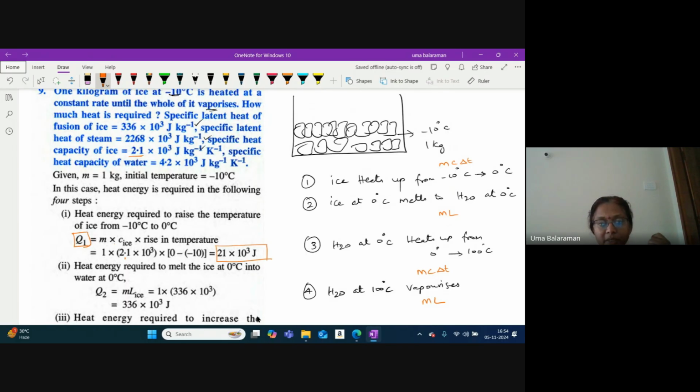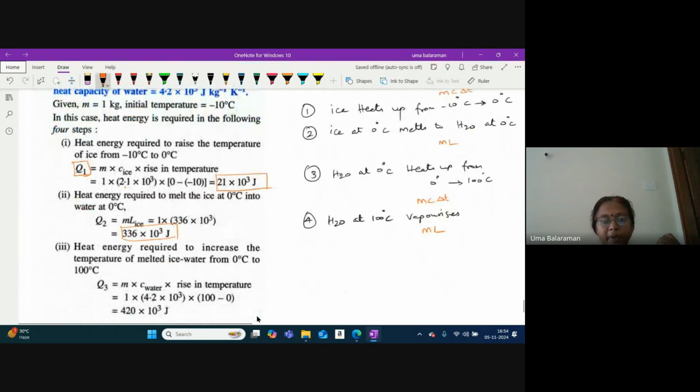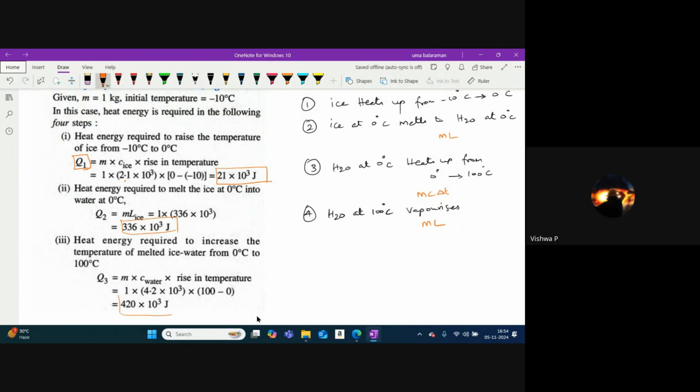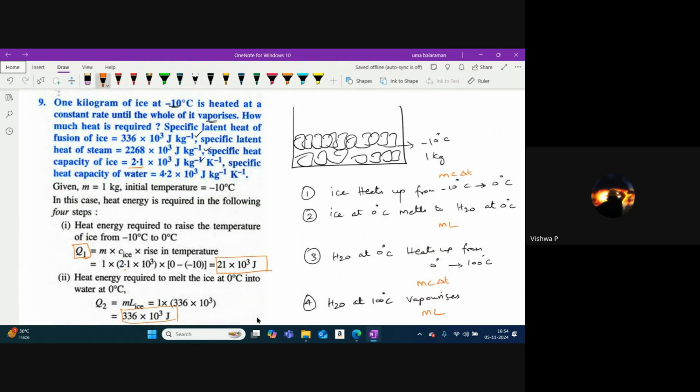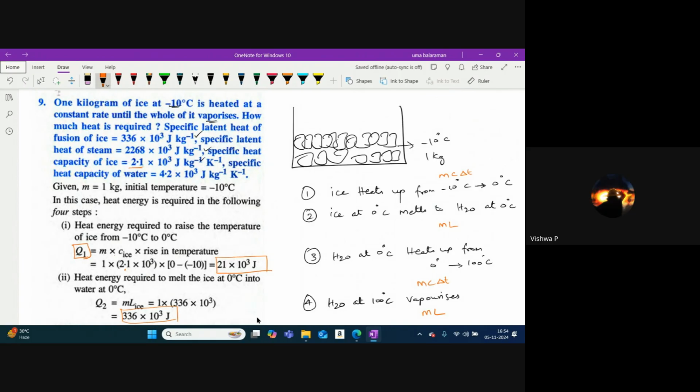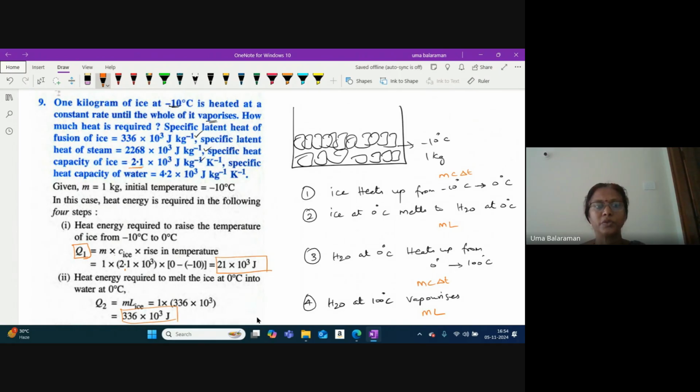Heat energy for the second one is M into L. Now the third step, heat energy to raise the water. Ma'am, isn't vaporization the conversion from liquid to gas? Yes. Oh, you're first calculating for water. So the specific latent heat of steam is 2268 into 10 power 3.